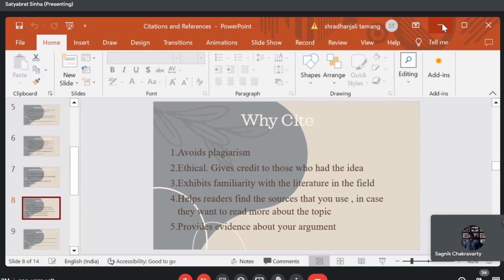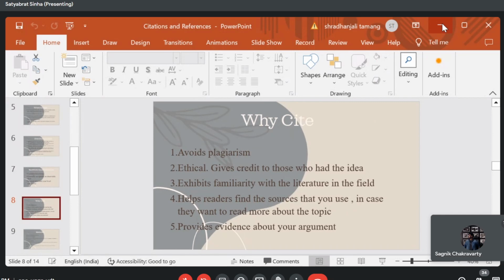but had you done your literature survey in a more elaborate manner, or in a more wholesome manner, possibly you'd realize that some people have already written. And especially, it can happen to anybody. So you need to cite to avoid plagiarism. It is more ethical. It also exhibits familiarity with the literature.